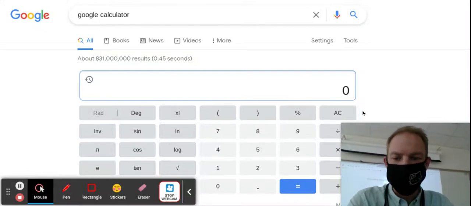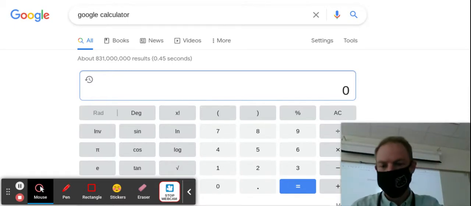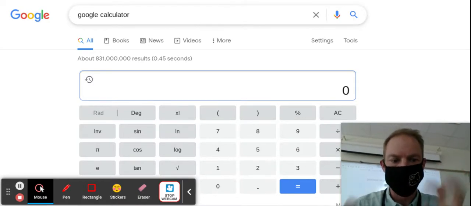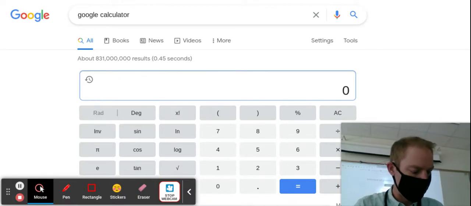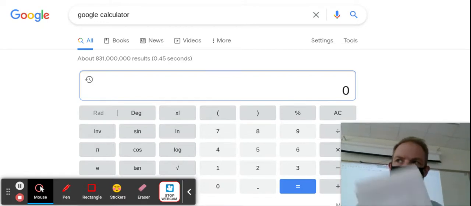So that fiasco where we were trying to use Google Calculator didn't go so well. So let's do this a little more smoothly. You can see all I've done is Google, using the words Google Calculator. And we're going to use the exact same equation that I discussed in the video prior to this one. So that is this equation. I'm going to show you the equation.